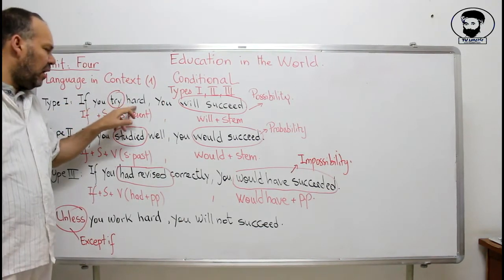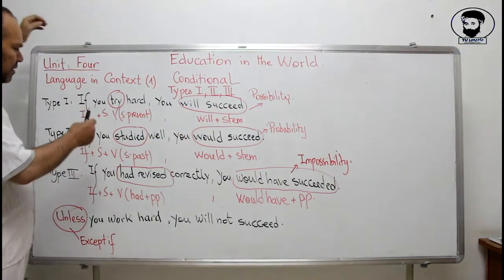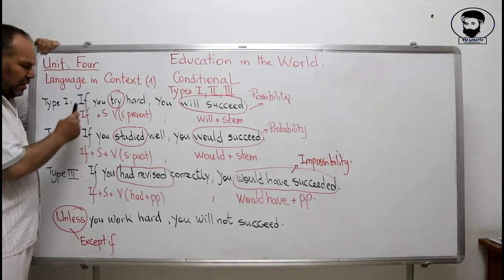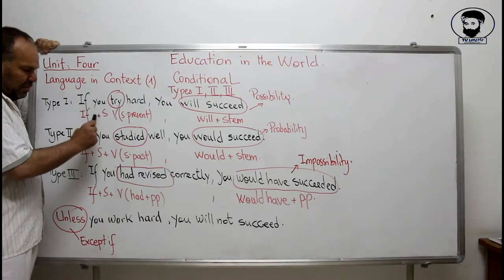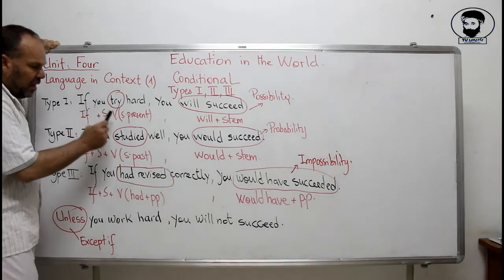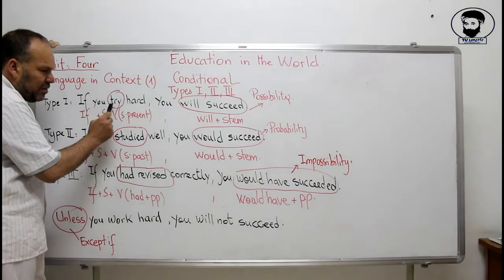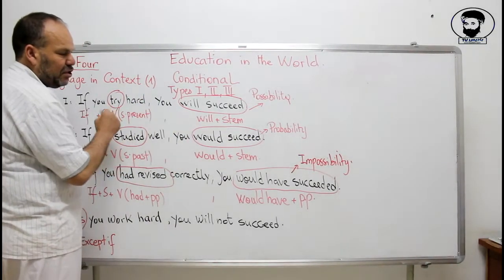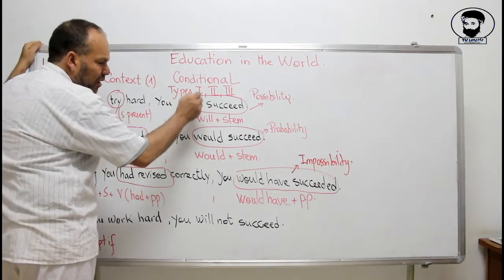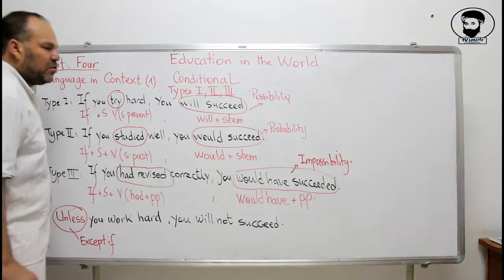If you try hard, you will succeed. We said that in this form, type 1, we have if, the conditional word, plus the subject of the sentence, and the verb is in the simple present. When the verb is in the simple present, automatically the answer of this condition will be using will plus stem. The stem of the verb means the verb is not conjugated.